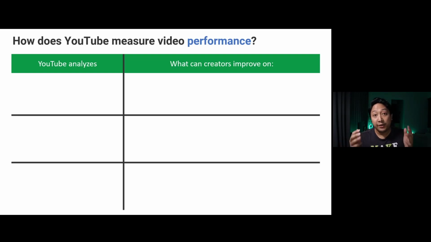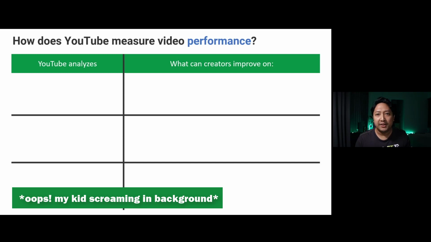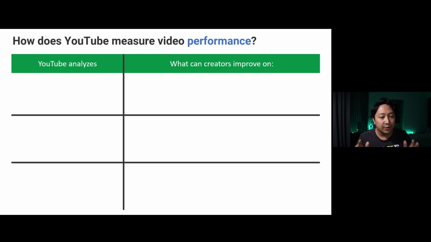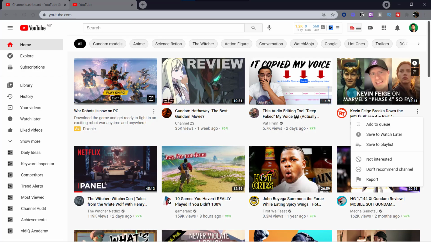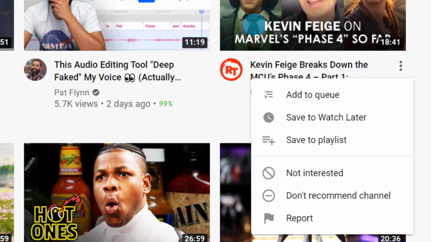Now, what about the next factor, video performance? How does YouTube measure video performance? One of the first things that YouTube analyzes is the appeal. Did someone click on this particular video and do they watch it? So this is influenced by the click-through rate and whether or not viewers give feedback to YouTube by saying they're not interested in that particular piece of content. They can also say things about your channel as well.